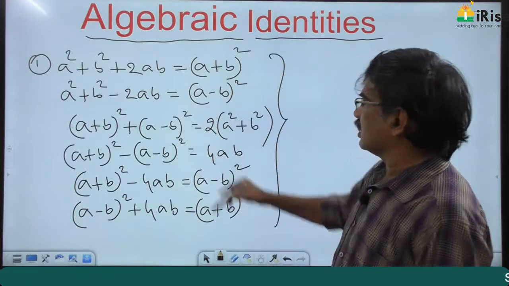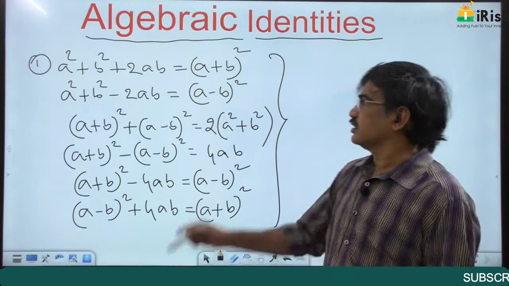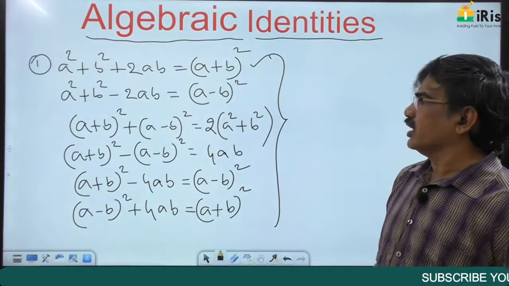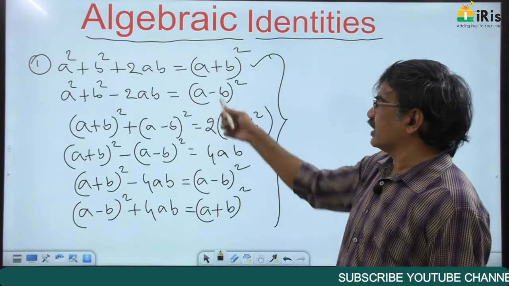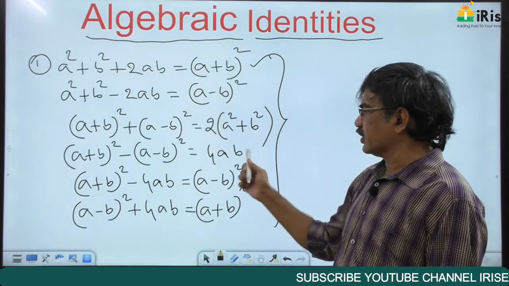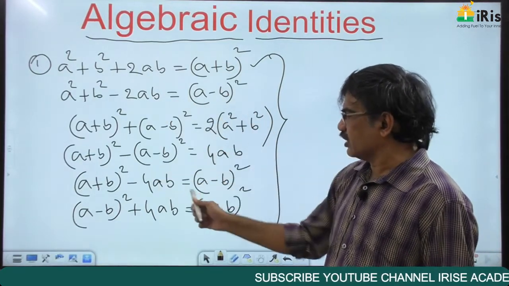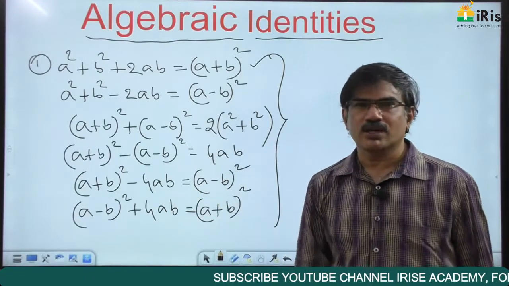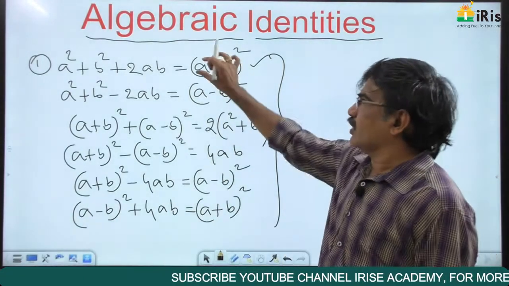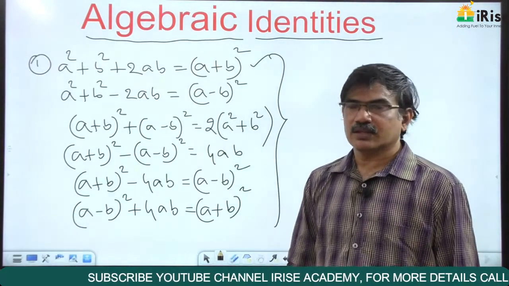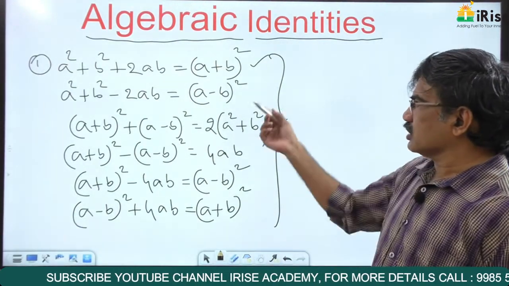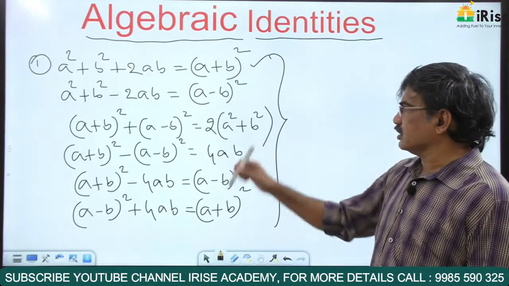Actually, these are not 6 different formulae. This is just one formula. In place of plus b, if we put minus b, we get this formula. Adding these two, we get this one. Subtracting, we get this. And transferring 4ab to the left side gives one formula, and on the right side, one more formula. So one formula can be viewed in different ways. Questions also will be given based on this.